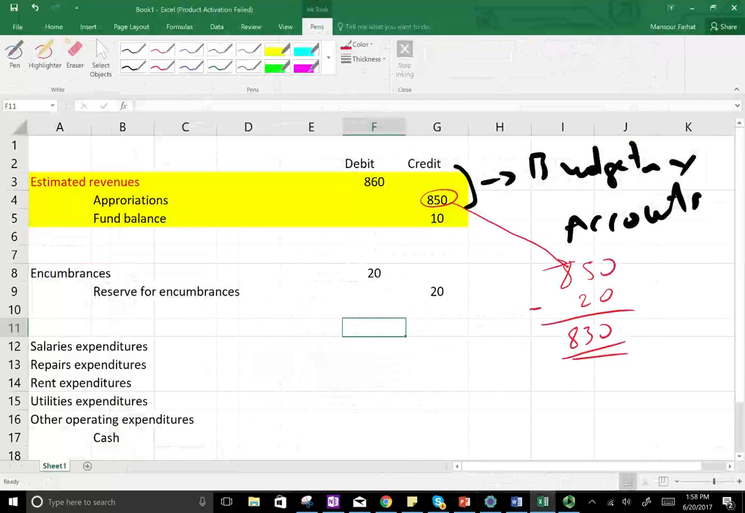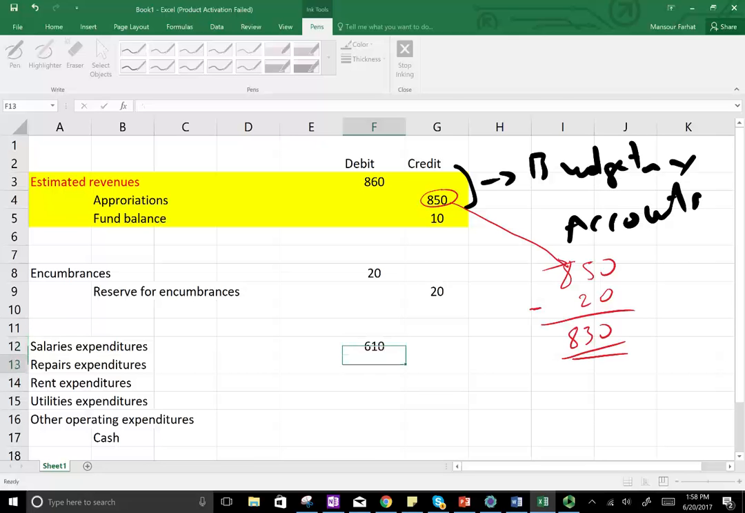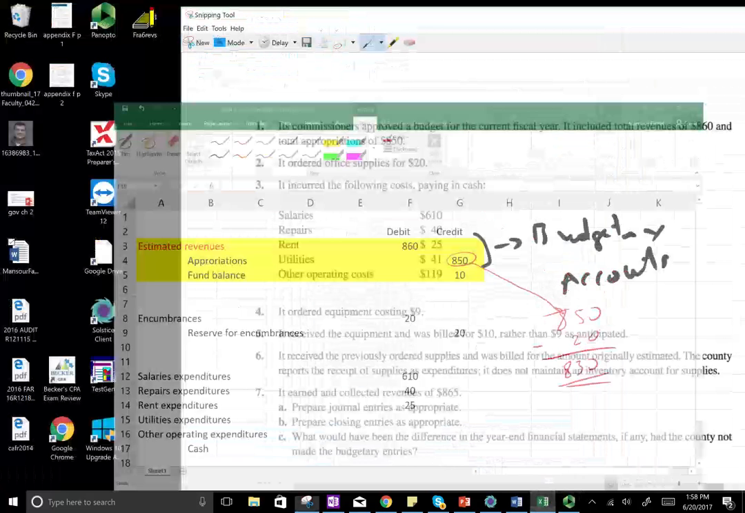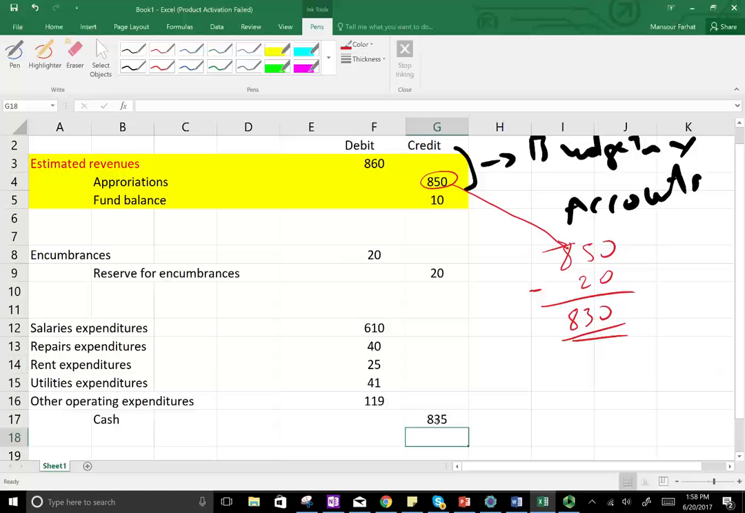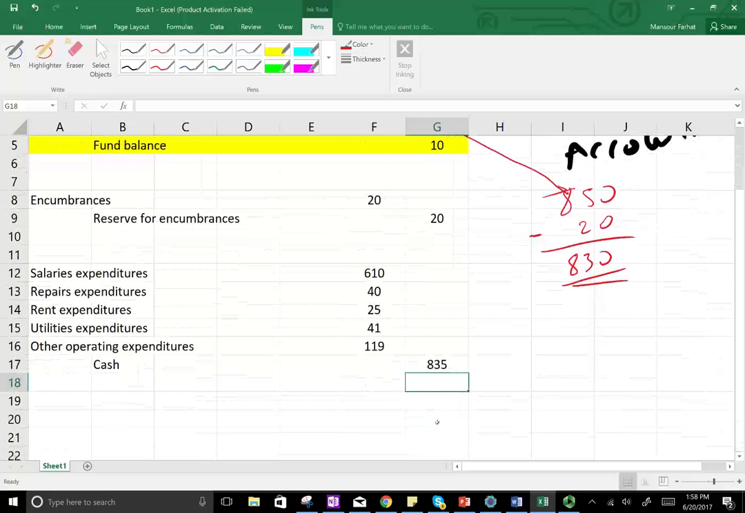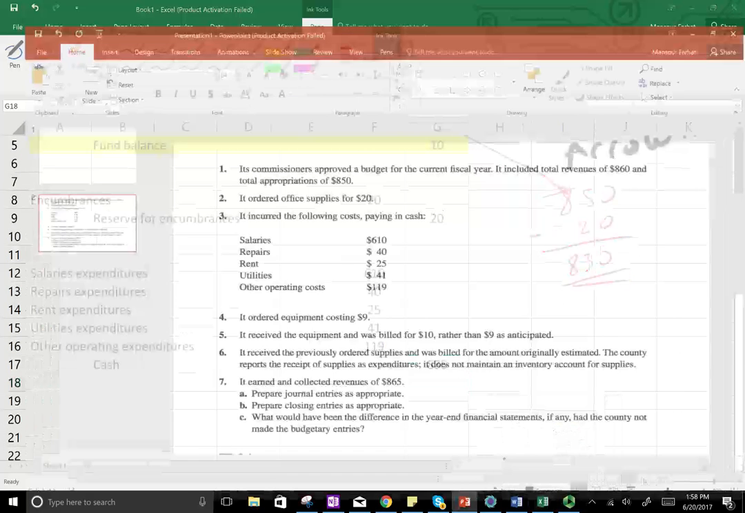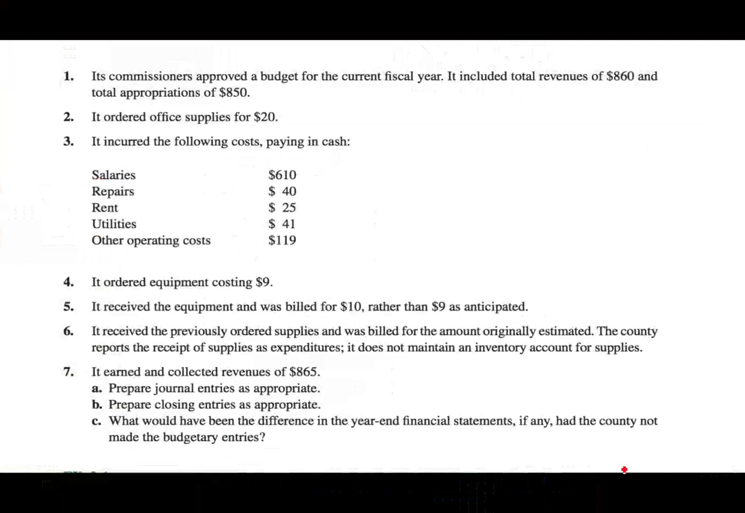610, 40, 25, 41 and 19, and we credit cash for the total. If I sum them all, they sum up to 835. Those are additional expenditures. Okay, let's see. So we journalize the expenditure.